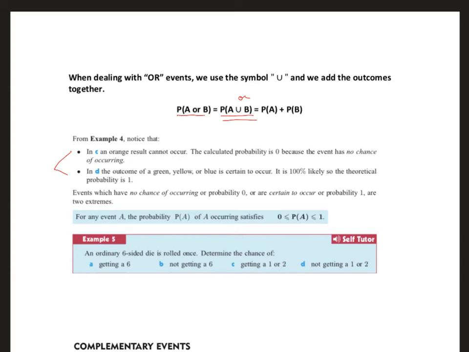Well, the reason, of course, is because something may not occur at all, or something may definitely occur, which is equal to 1. So things are going to get a little bit more tricky here. Let's see what you can do.